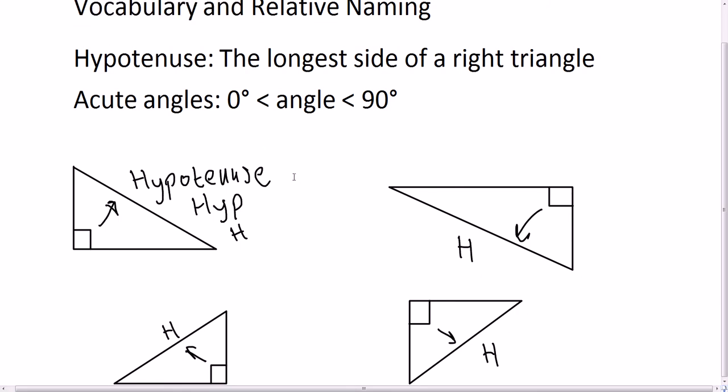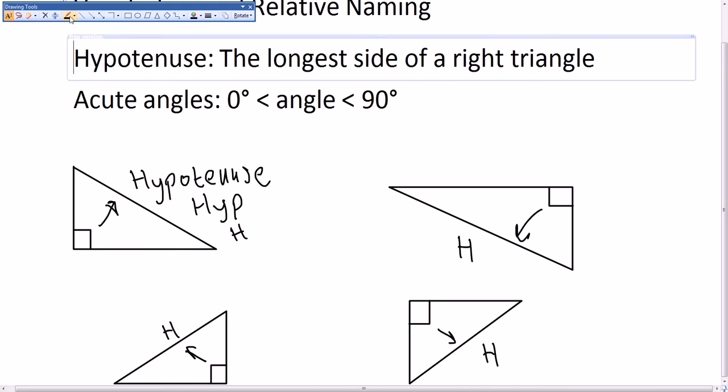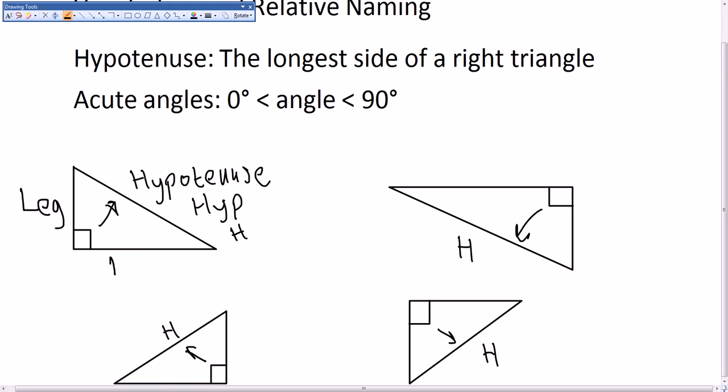So now that we've got the hypotenuse figured out, what do we call these two other shorter sides? Well, as far as grade 8 and grade 9 goes, we simply called them legs. So here's a leg, and here's a leg, and here's the hypotenuse. Now in grade 10, we're going to add another level of detail, and we're going to give specific names to the legs depending on which acute angle we're using as a reference.